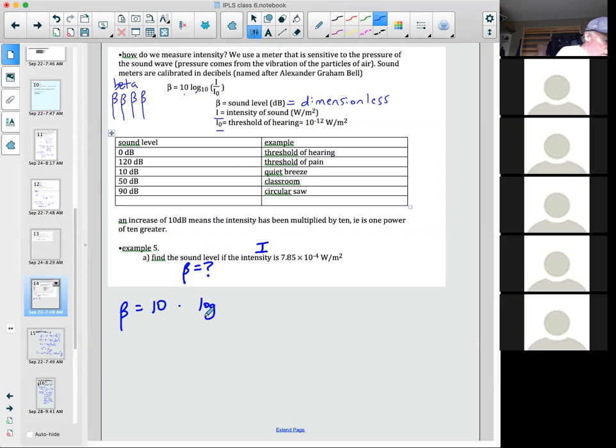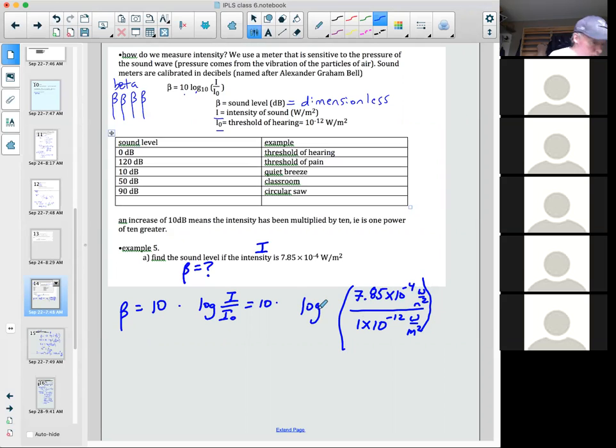So first, we take the given intensity, and we're going to divide by this constant, this reference intensity, 1 times 10 to the power minus 12. Notice that the units just cancel out there, which is nice. And then we're going to take the log of that, and then we're going to multiply by 10.